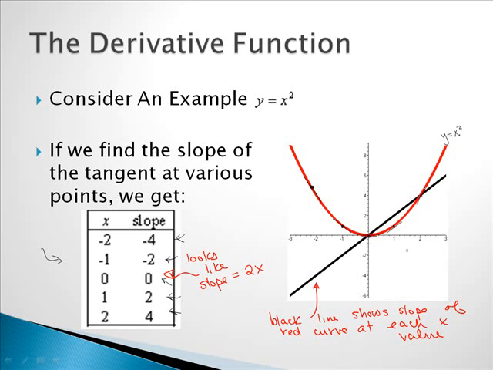So now let's have a look at the slope values that we found. At -2, we got a value of -4. At -1, we got a value of -2.